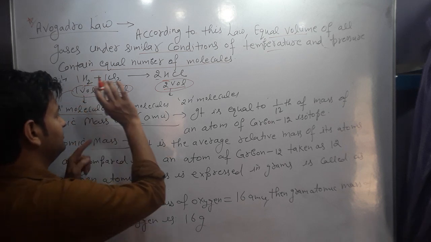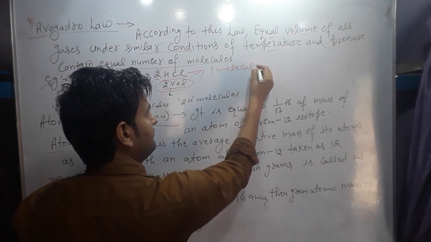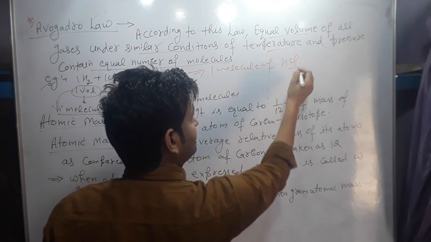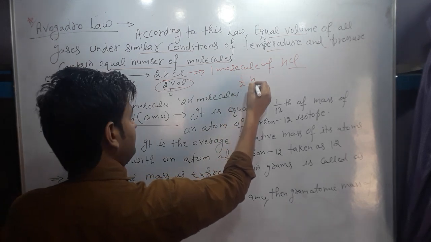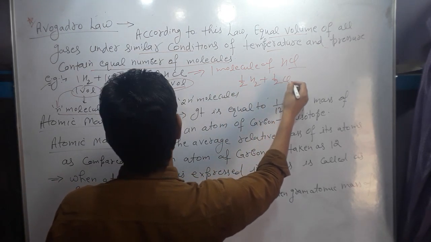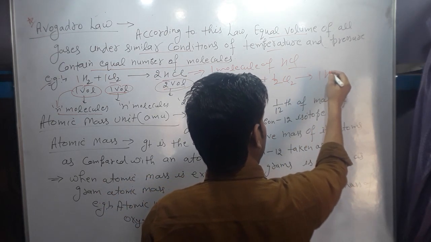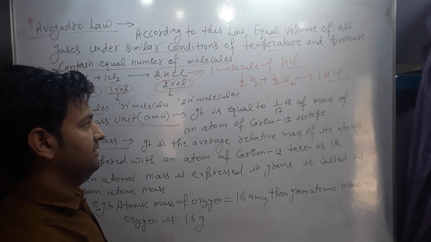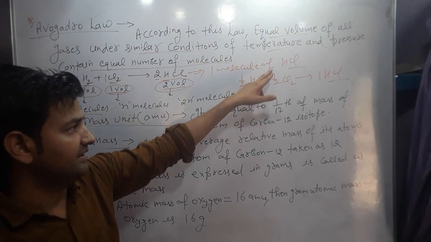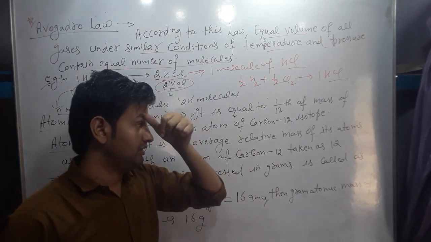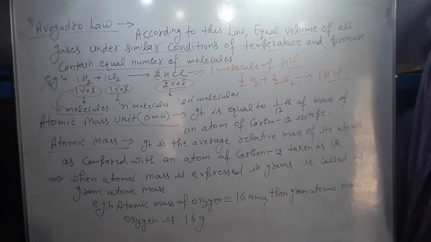Or we can also say that if it is one molecule of HCl, then we can say that half molecule of H2 plus half molecule of Cl2 gives us one molecule of HCl. If it is termed in terms of n molecules, so it is half molecule of hydrogen and half molecule of chlorine to form one molecule of hydrogen chloride.